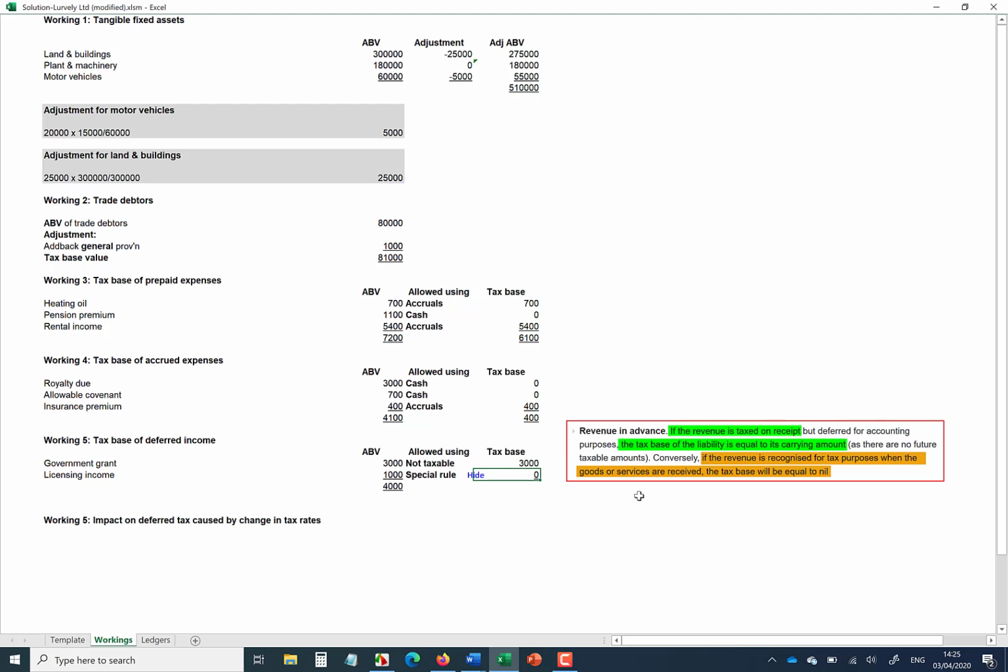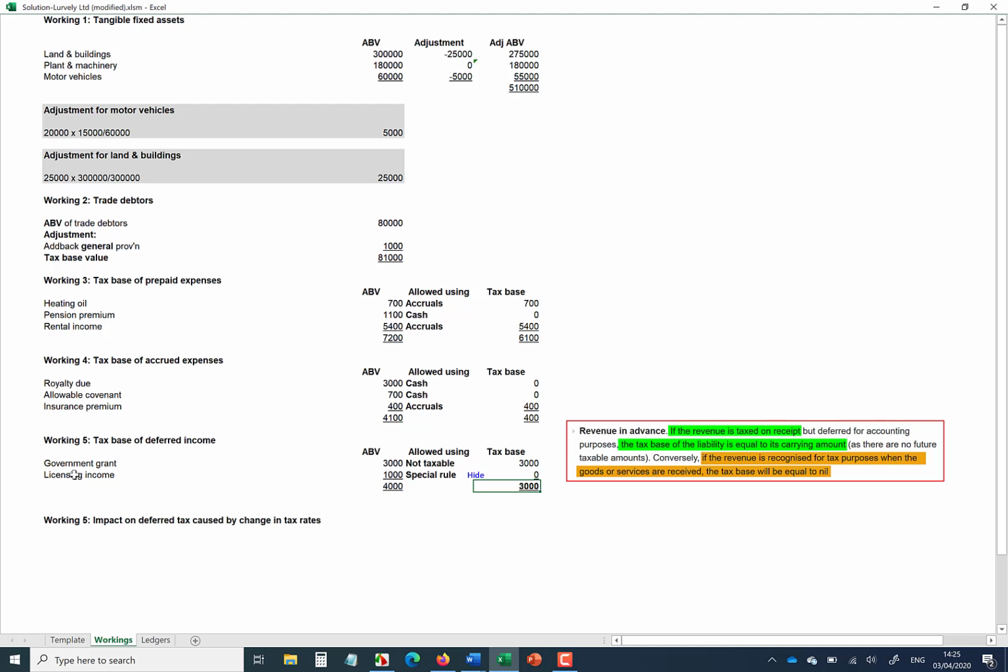So when the license for future periods comes into effect, that income will become taxable in those future periods. So it's looking at this orange one here. The revenue is recognized for tax purposes when the goods or services are received. Okay, so in the future, when the license kicks into play, the tax bill will become apparent. So the tax base will be nil in this instance. So the tax base of deferred income is going to be 3,000.